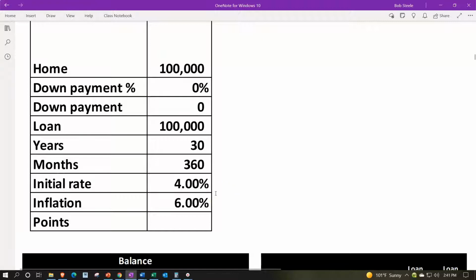Now, a quick recap, what is inflation? How does inflation play into this whole equation? Inflation is going to be the decrease in the value of the dollar over time, which means basically if you're paying back the loan, of course, in decreased dollars, then the loan has to take that into consideration.